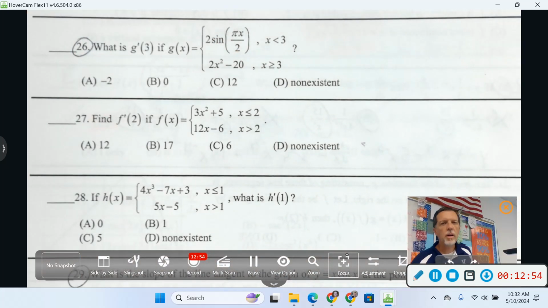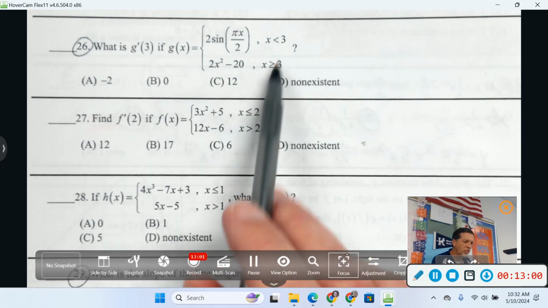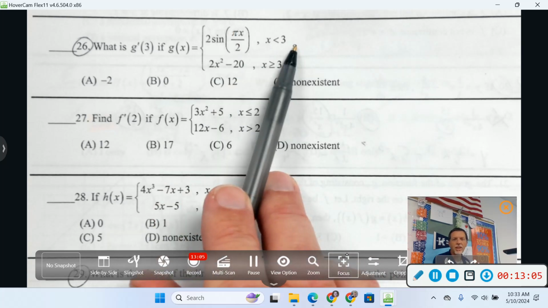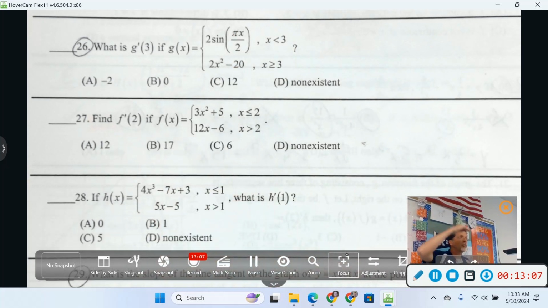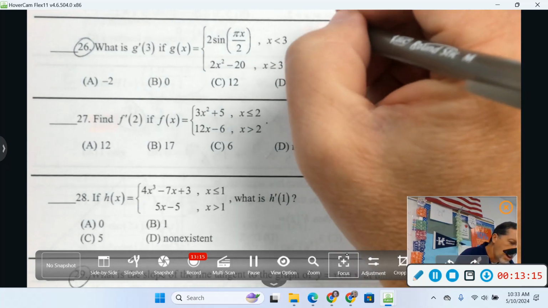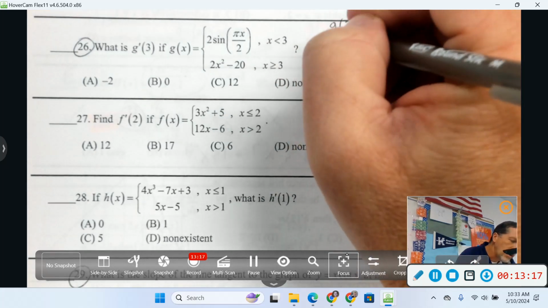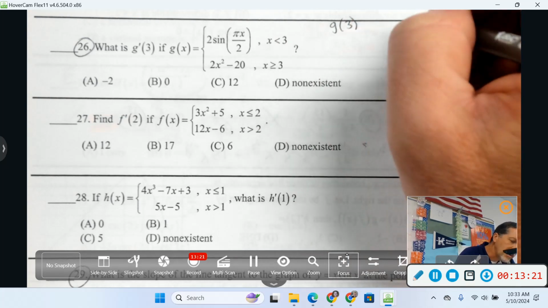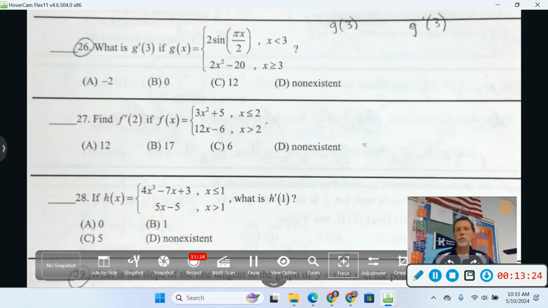What is G prime? Or where's G prime at 3? Okay, well, I'm changing to another piecewise. Like I'm hopping graphs at 3. So I need to see if there's a jump, then there's no derivative at all, and if there's not a jump, then I need to see if there's a cusp. So I need to check the function at 3 on both parts. And if those match, then I'll check the derivative at 3 on both parts.